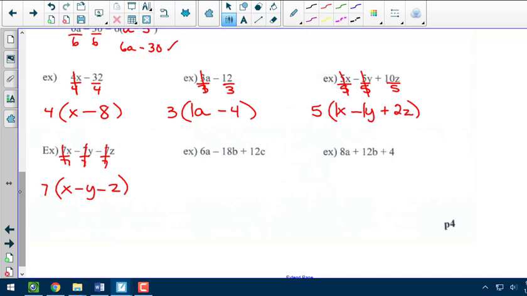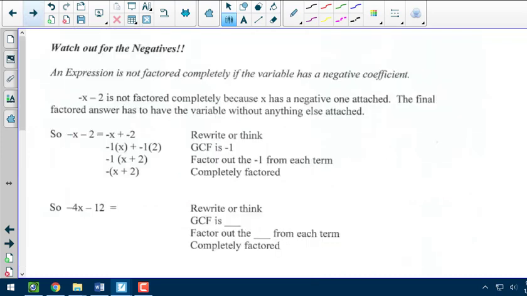6, 18, and 12. They have a 3 in common. Oh, they all have 6 in common. 6, 6, and 6. So 6 times the quantity a minus 3 b's and 2 c's. Why don't you try this one on your own? I'm going to leave that one for you to do on page 4. We'll go over that. Let's go to the next page.